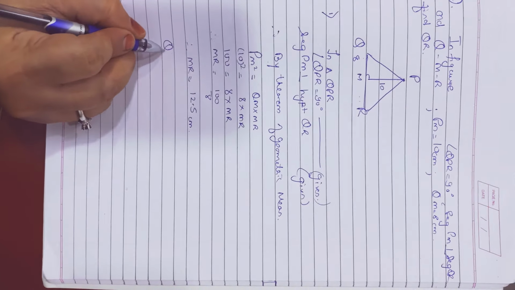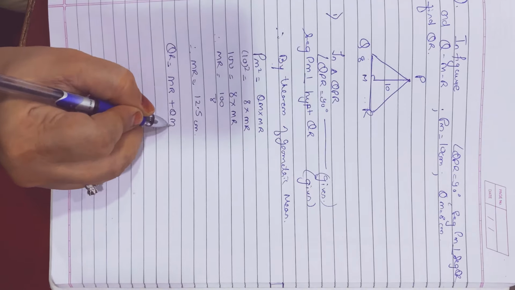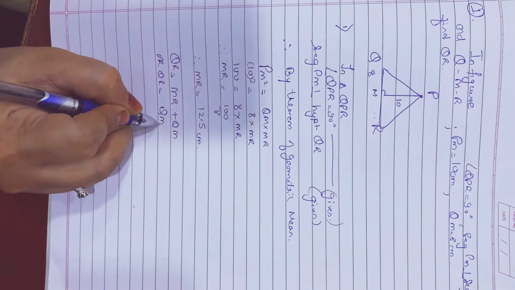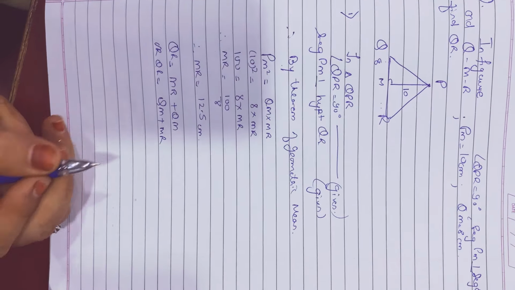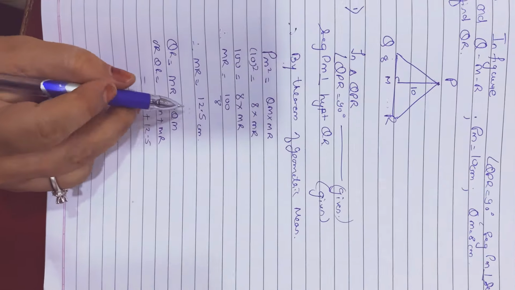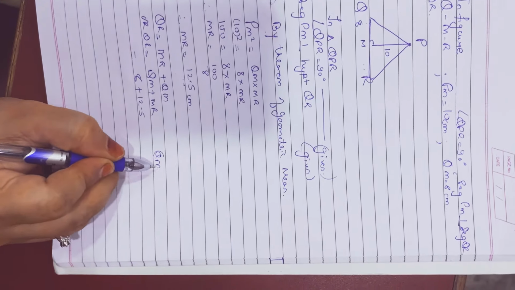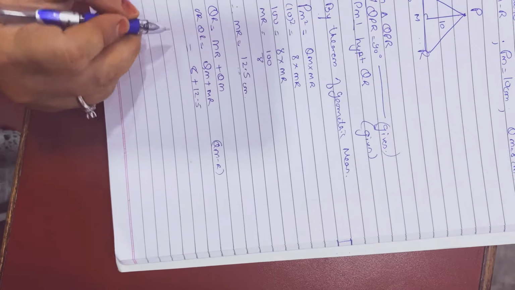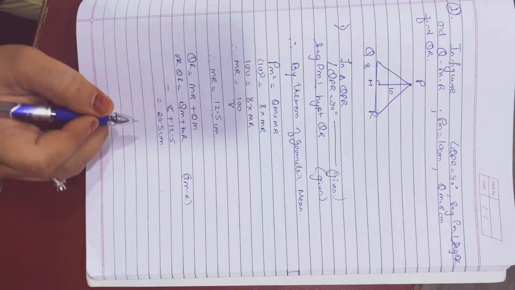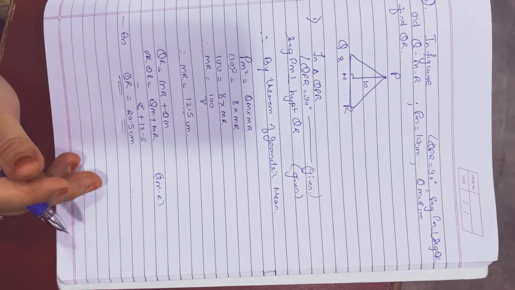Next, QR, which we actually want to find. QR is equal to QM plus MR. The value of QM is 8. MR from above is 12.5, such that Q-M-R. The value here we get is 20.5 centimeters. This is your answer, students, of seg QR.